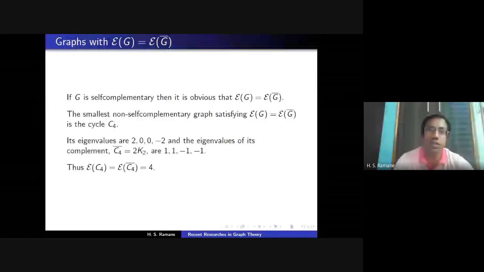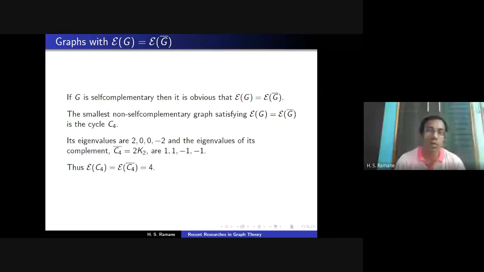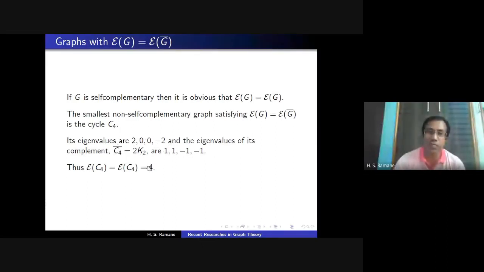Then the energy of G with the energy of G bar. Currently we are working along with my group of students on whether a graph and its complement can have the same energy, and it is possible. For example, the smallest one is C4. The cycle C4 has eigenvalues 2, 0, 0, minus 2, and its complement has eigenvalues 1, 1, minus 1, minus 1. Their energy is the same, 4.